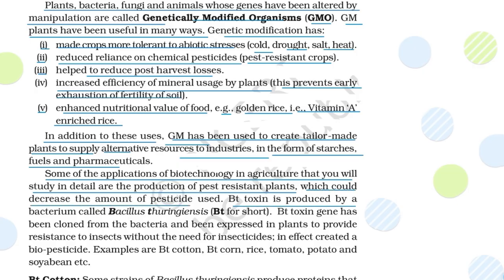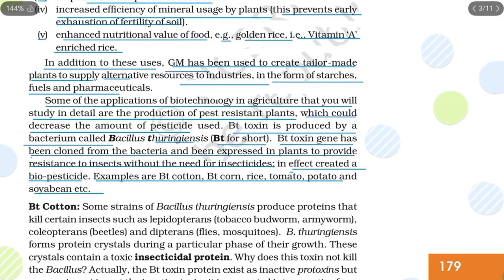BT toxin is produced by a bacterium called Bacillus thuringiensis, BT for short. BT toxin gene has been cloned from the bacteria and been expressed in plants to provide resistance to insects without the need for insecticides. In effect, it created a biopesticide. Examples are BT cotton, BT corn, rice, tomato, potato, and soybean, etc.